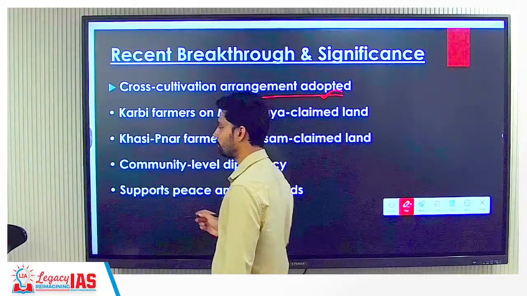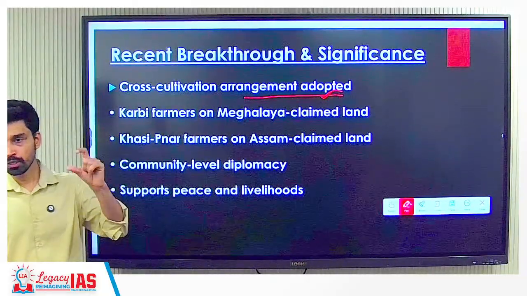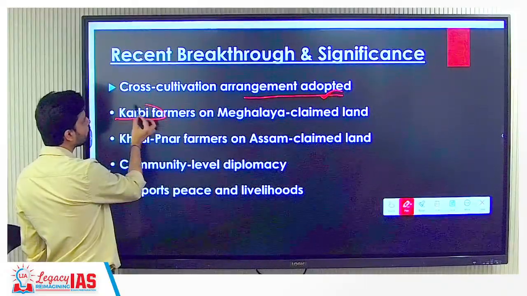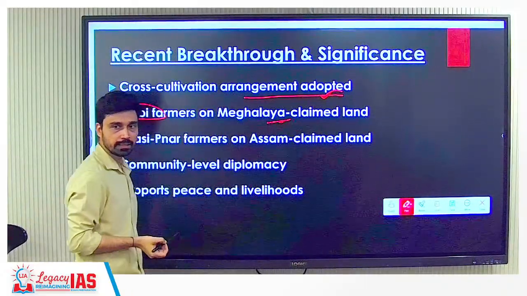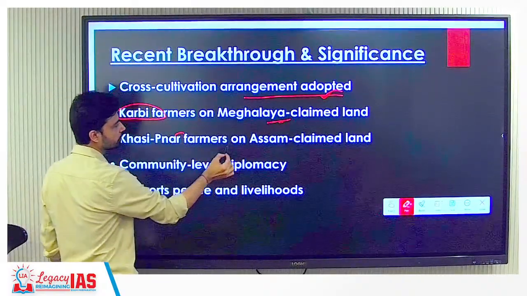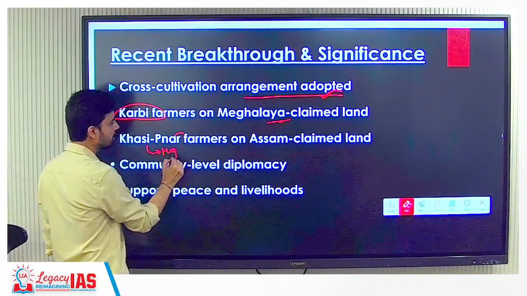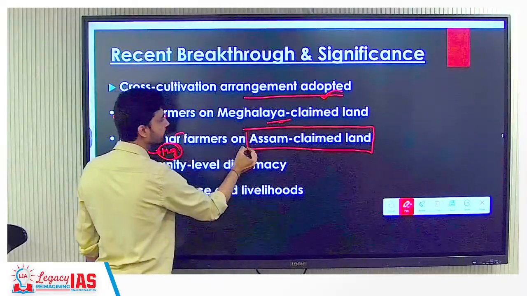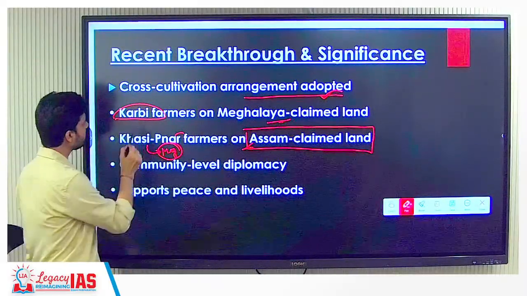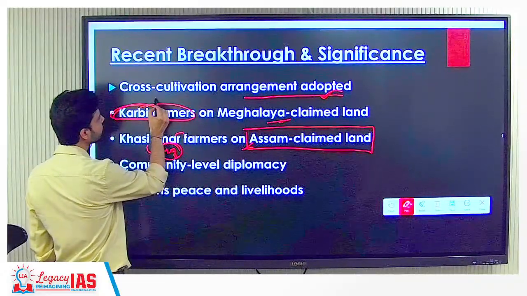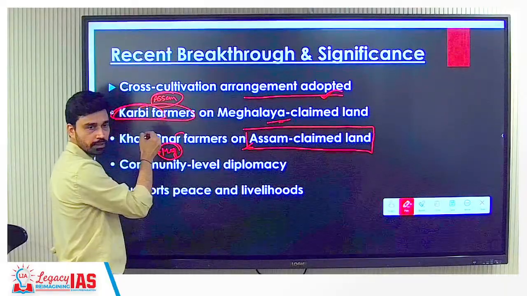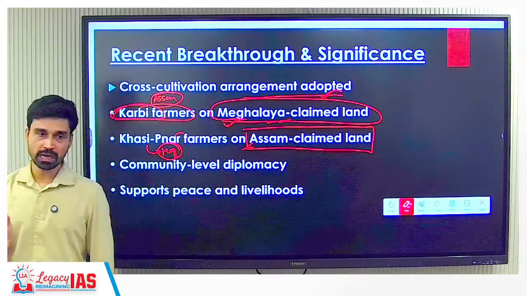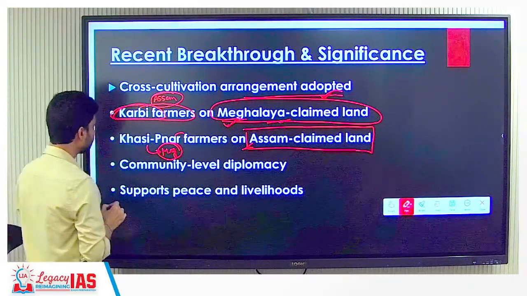Achha, this is very interesting because what is the arrangement we have made? Suppose the Khasi group is claiming Assam's area and the Karbi groups are claiming whose area? Meghalaya's area. So we are making sure that Khasi Pnar farmers, they are from which state? Again think, Khasi Pnar people are from Meghalaya. They have been given the right to cultivate on the land claimed by which state? Assam. And similarly, at the same time, what are we doing? The Karbi farmers who are residents of which state? Assam. They have been given the right to carry out farming on the land claimed by which state? Meghalaya. So that is a kind of cross cultivation arrangement, a temporary solution we have adopted.